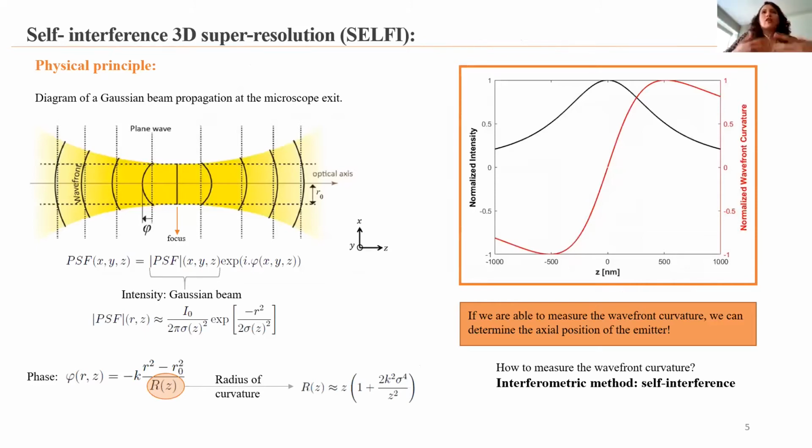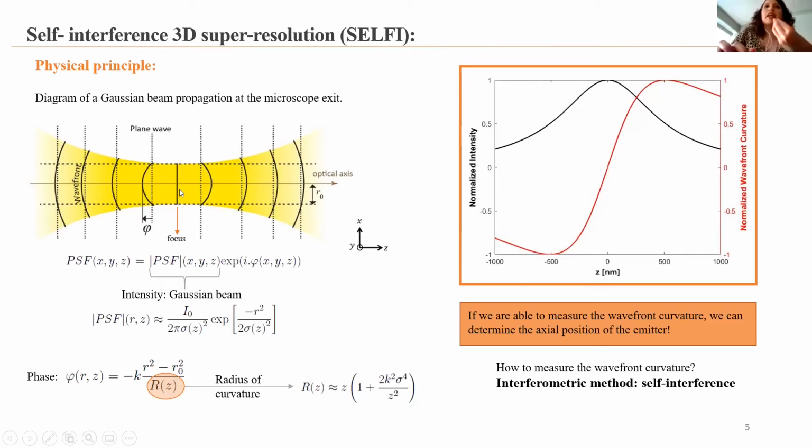And this is the reason why we present a solution, which is self-interference 3D super resolution, SELFIE. So which is the physical principle behind SELFIE? Suppose that we want to image one of these fluorescent nanobodies through the microscope. At the exit of the microscope, we can approximate the signal emitted by the fluorophore as a Gaussian beam. And this Gaussian beam has two terms, the intensity and the phase. And the phase is related to the radius of curvature of the light emitter.